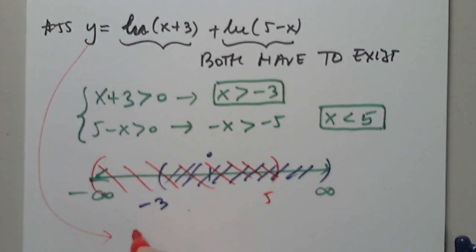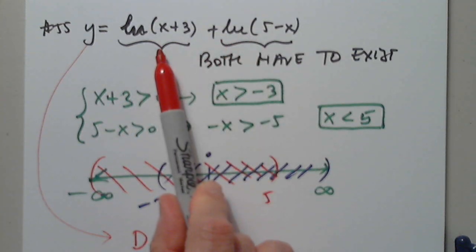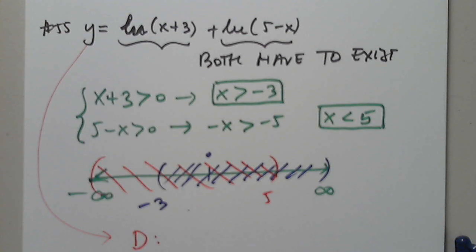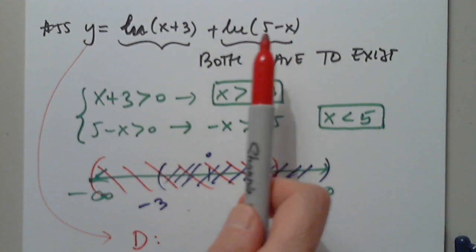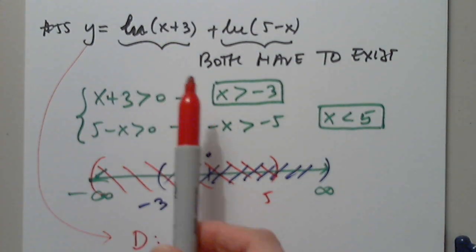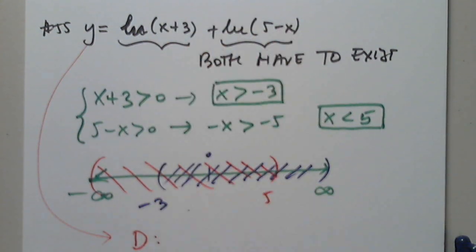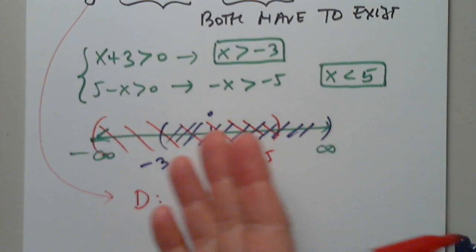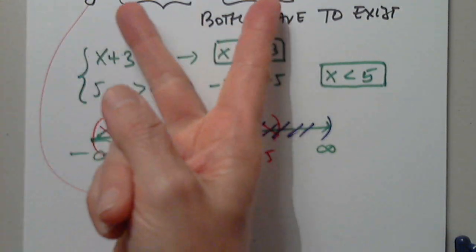The domain of y has to consist of x values that make these two exist at the same time. If one exists and the other one doesn't, y does not exist. I cannot add 5 to undefined. Both have to exist at the same time. Which x values will I have to pick so that both functions exist at the same time, because this is the function that is the sum of those?